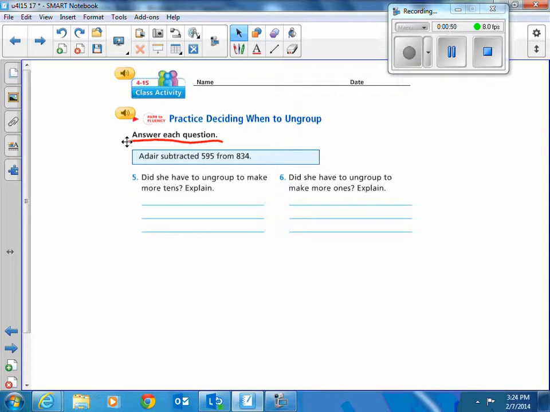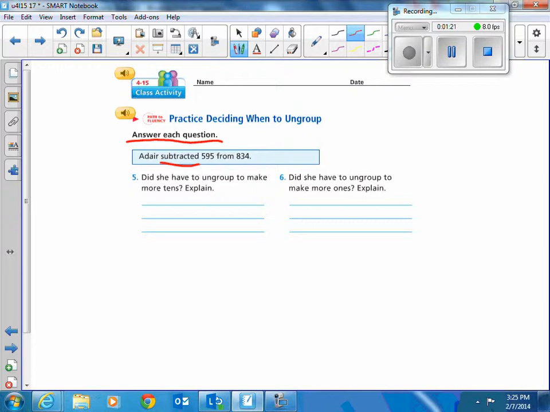Adair subtracted 595 from 834. So my first thought is, okay, what does that mean? What does it mean that Adair subtracted 595 from 834? Well, to help me, I'm going to write the problem out because I know it's a subtraction problem because it says Adair subtracted, right? So I'm going to write the subtraction problem. Do you see how I'm thinking it through, boys and girls, to help myself?